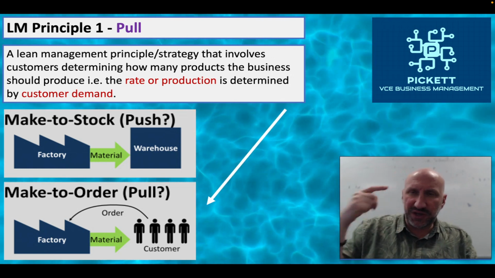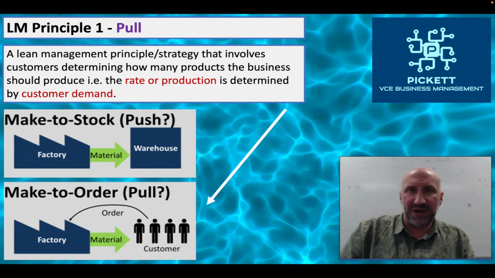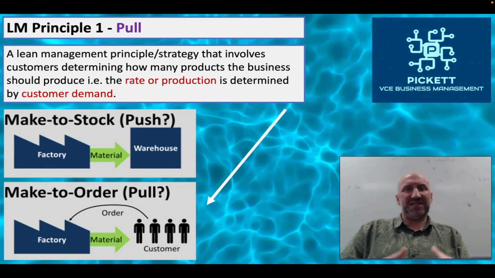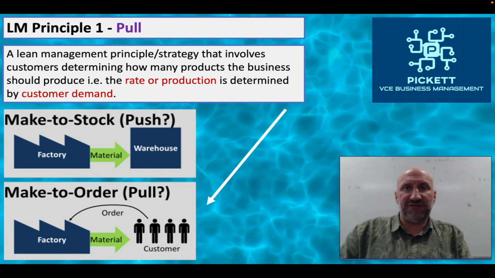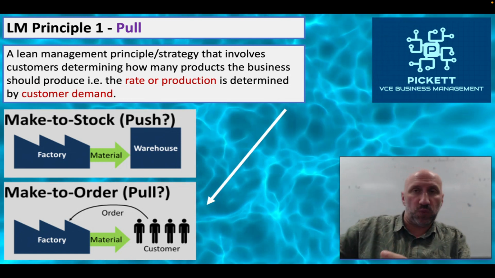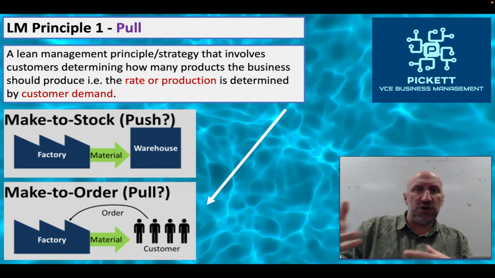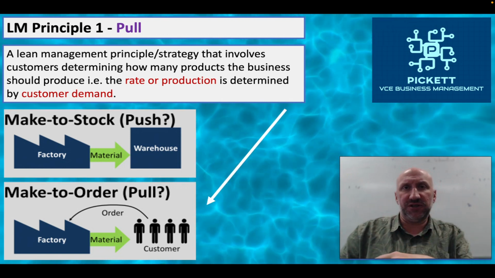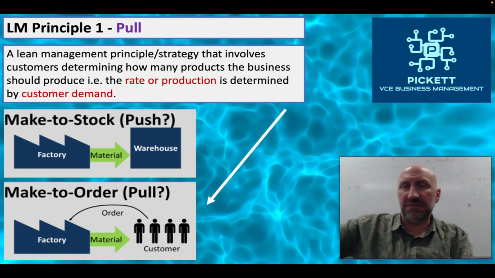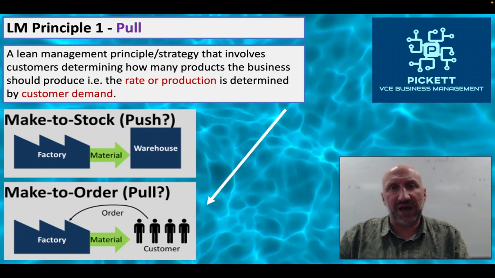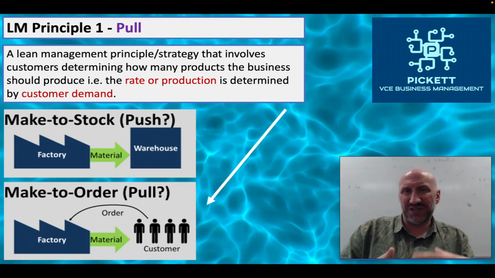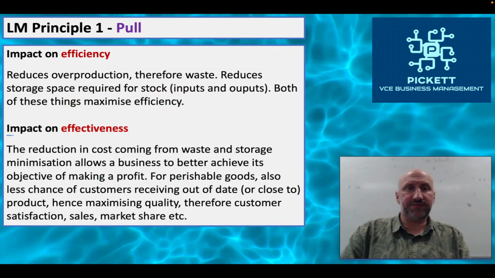I guess the alternative to think about, to help you understand it, is the top one in that diagram there, made to stock, which is push, where you basically produce an absolute load of stuff and then store it in a warehouse, and then it just leaves the warehouse when it's needed. So you're not thinking about matching production to demand at all. You're just making a ton of stuff, storing it, and then it gets delivered when it's needed. So that's the alternative. Hopefully you can see the difference, and it helps you understand what we mean by this idea of pull.